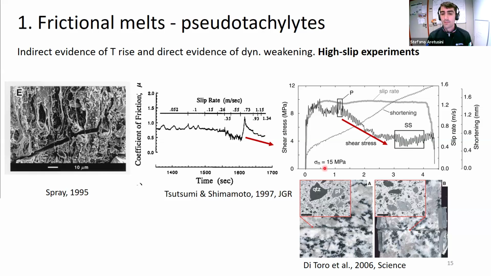And then in further work from Di Toro, we've seen that again, with seismic slip rates in the order of meters per second, we have a decrease of shear stress. And pictures of the post-mortem experiment show the development of this coating, this molten rock that can actually weld the experimental samples together.